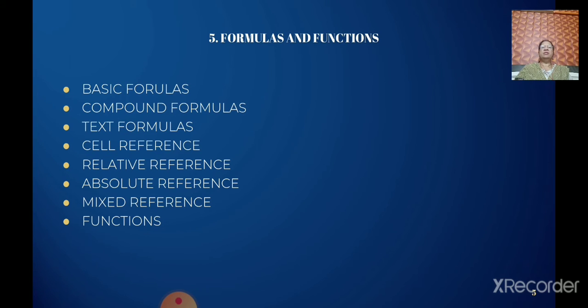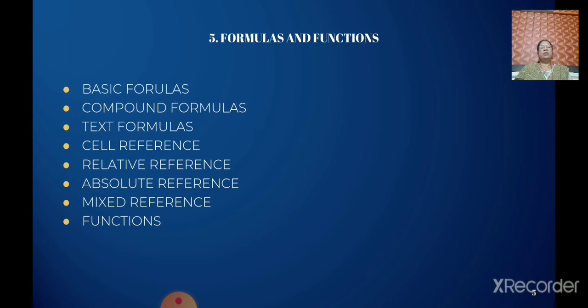And we have learned cell reference. So what is cell reference? The cell address in the formula is known as the cell reference. With a reference you can use the data in different parts of the worksheet. There are three types of cell reference: relative reference, absolute reference and mixed reference. All of you know that when you are using a sum function, that is a relative reference.